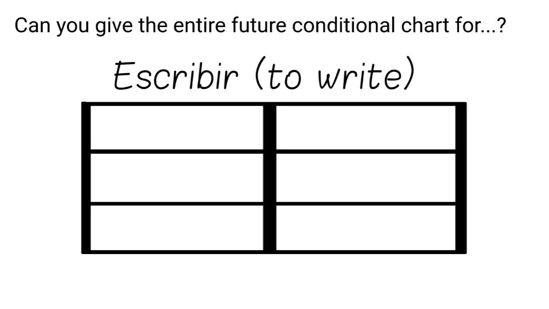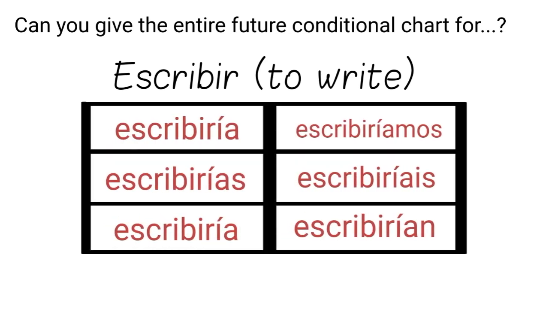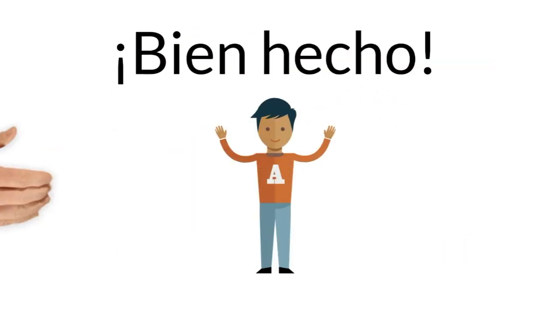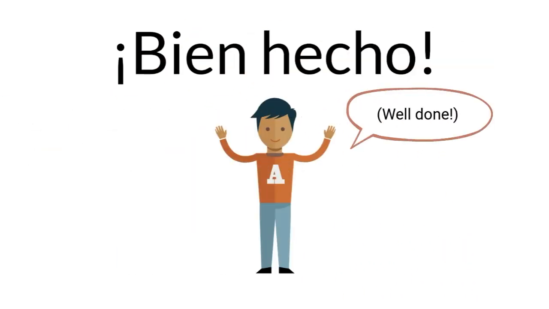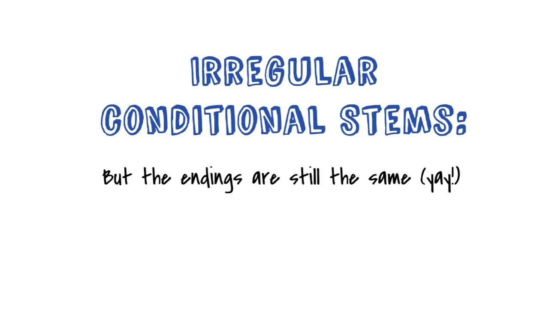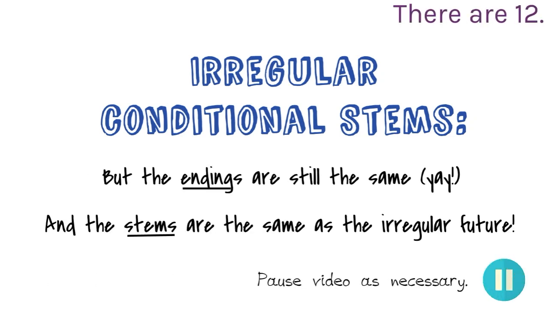Nice! Yo escribiría, tú escribirías, ella escribiría, nosotros escribiríamos, vosotros escribiríais, ellos escribirían. Bien hecho! Now, it wouldn't be Spanish or any language without a few exceptions. There are 12 irregular stems, but even so, the endings are the same as the ones we just learned. Plus, you'll notice that these irregular stems are the same stems as the ones for the irregular future verbs, which we've already learned, and the video is linked in the description.